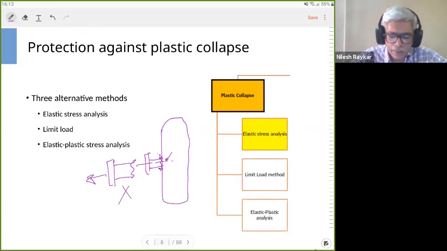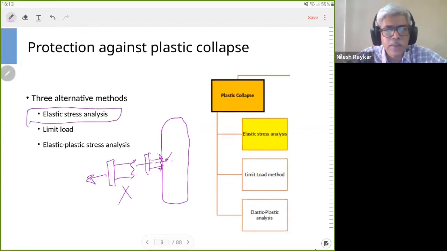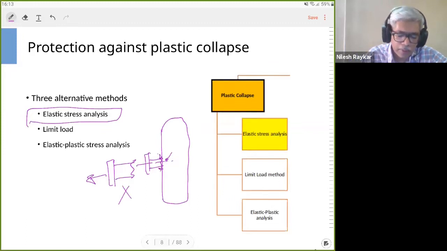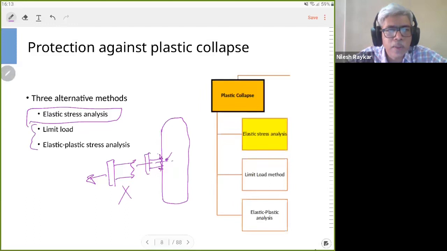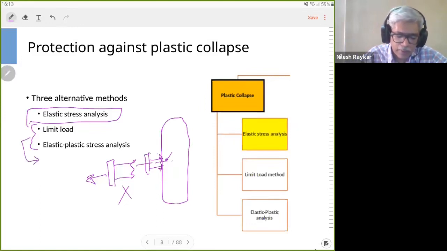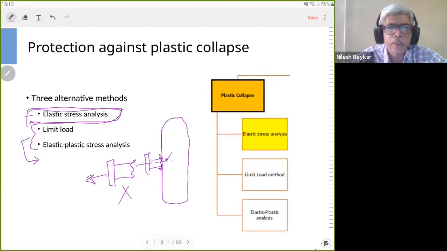To avoid that, there are 3 options. The first one is elastic stress analysis. About 20 years back, this was the only option available, and the rest of the options evolved over the last 15 to 20 years. So these are more recent, and elastic stress analysis, being the classical approach, is still popular today, although it has some ambiguities and interpretation arguments.